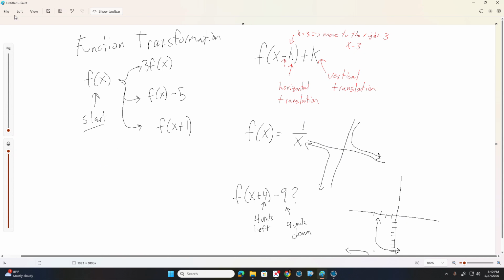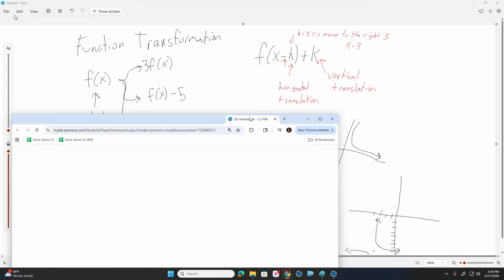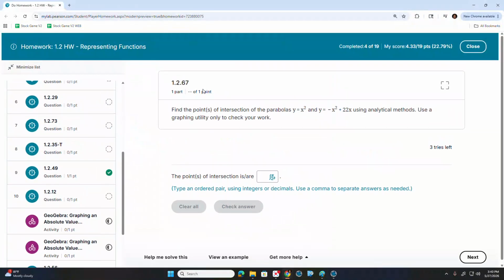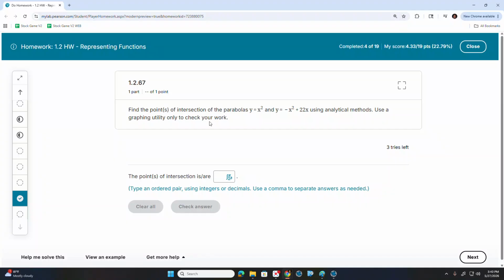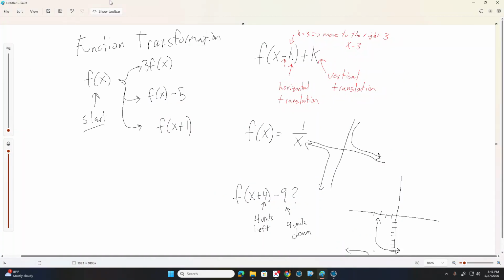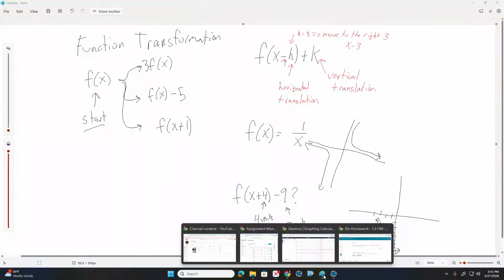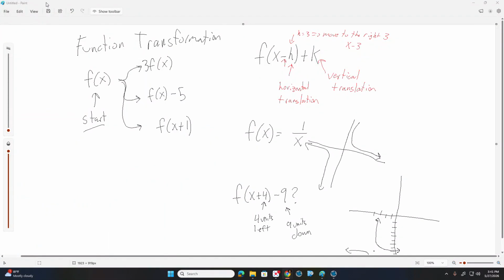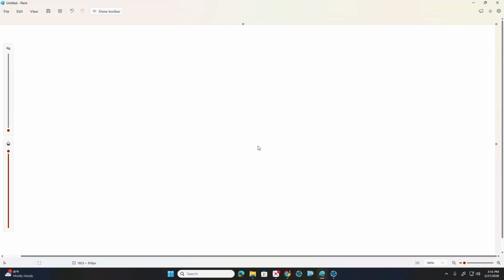Okay, so I wanted to work a question from the homework with you, just because I think that's interesting. So I'm bringing in this one. This is from section 1.2. Find the points of intersection for the parabolas y equals x squared and y equals negative x squared plus 22x using analytical methods. Use a graphing utility to check your own work. So the question is, sorry, I'm going to pull that up again. I'm going to have it all open on my second monitor just so I can remember the numbers.